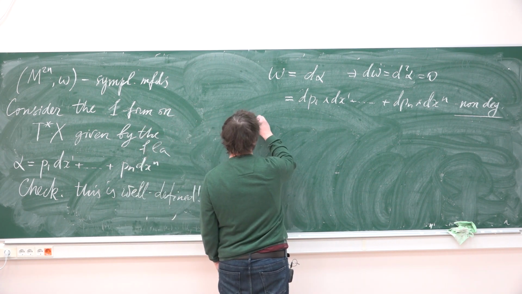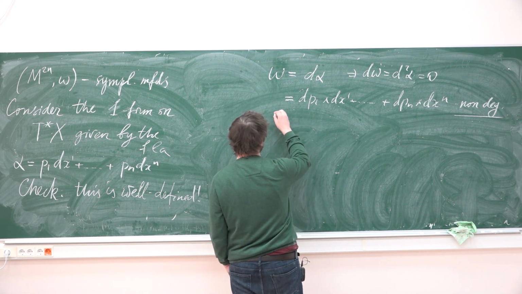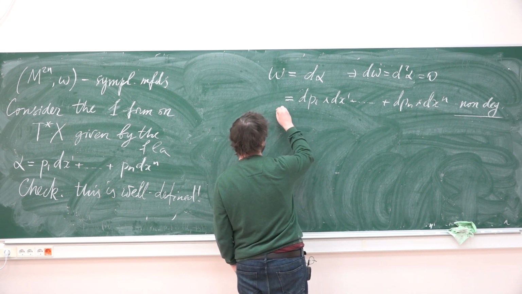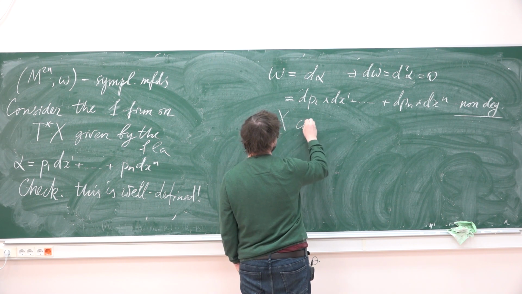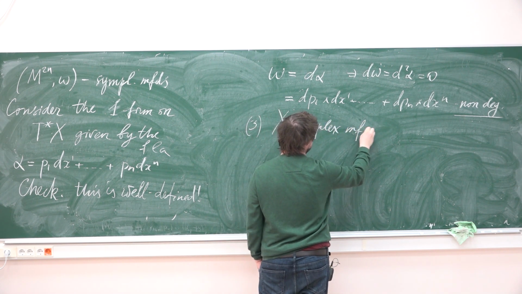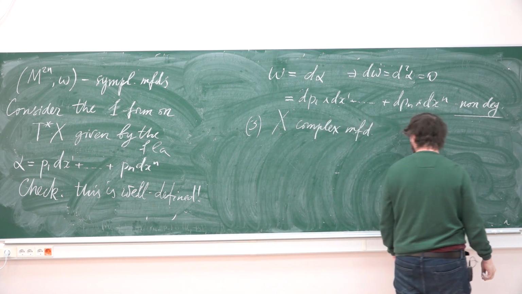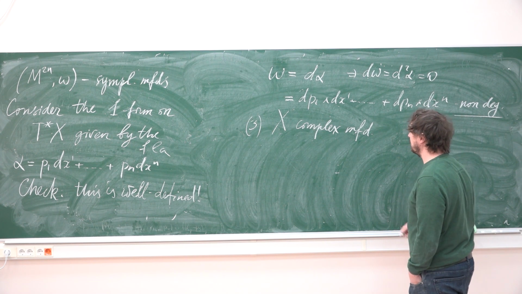Okay, and example number 3 is the following. When you have a complex manifold, so suppose you have X a complex manifold, then you can sometimes equip it with a special kind of Hermitian structure.